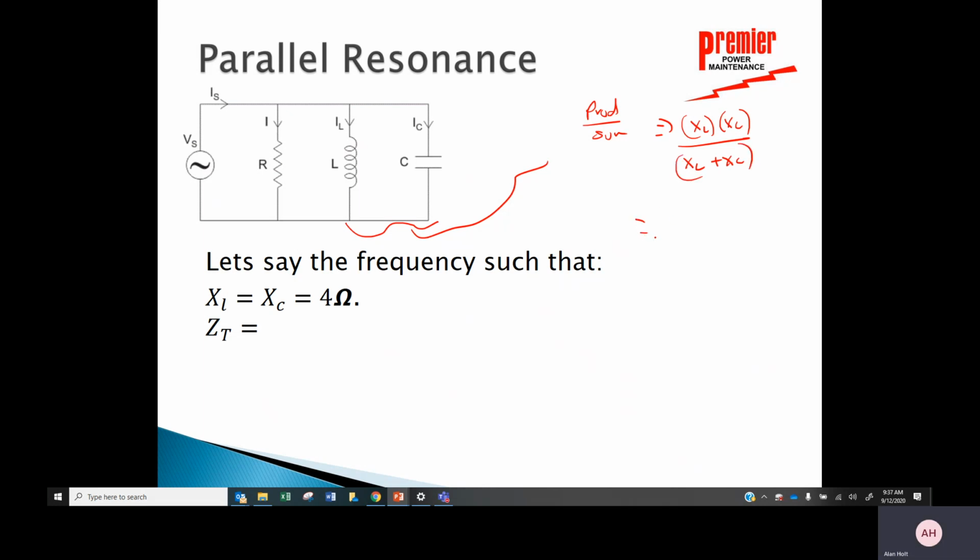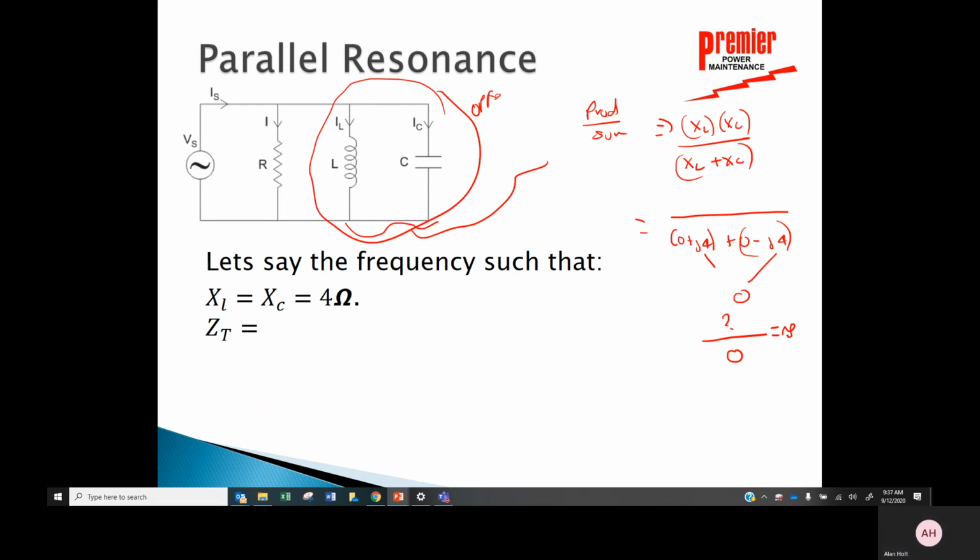So I can do that, but I have to go back to my mathematical classes. But let's just look again at X sub L plus X sub C. That's going to be 0 plus J4 plus 0 minus J4. And look, I got a plus J4 and a minus J4 in the denominator. I got a 0 in the denominator. So I've got some number up here divided by 0. That's basically undefined, but in my world, that's infinitely large. So at resonant frequency for this parallel circuit, that becomes an open circuit. And so the only thing left in the circuit, again, is R.